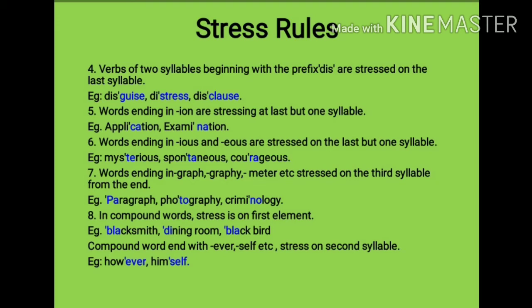Words ending with ion are stressed on the last but one syllable. For example, application, examination. For these words, stress is on the last but one syllable. Another rule is, words ending in IOUS and EOUS are stressed on the last but one syllable. For example, mysterious, spontaneous, courageous. So stress is on the last but one syllable.